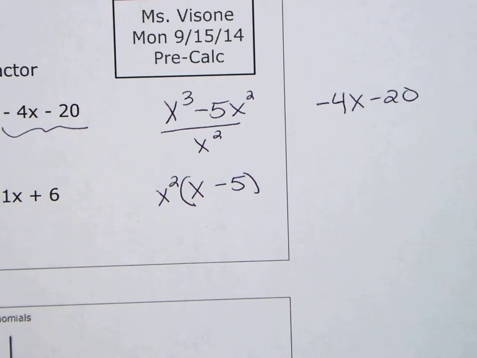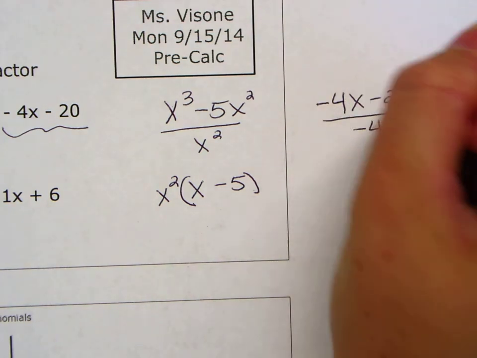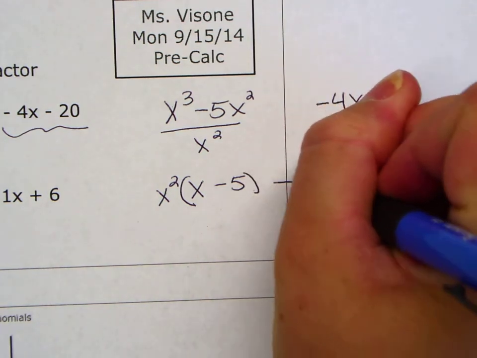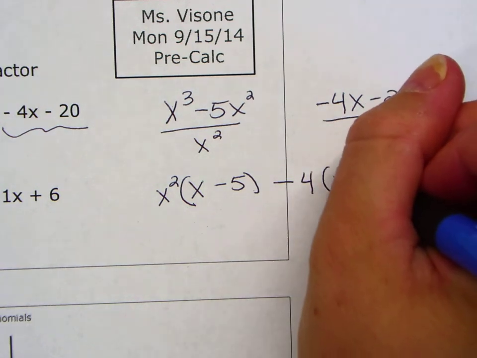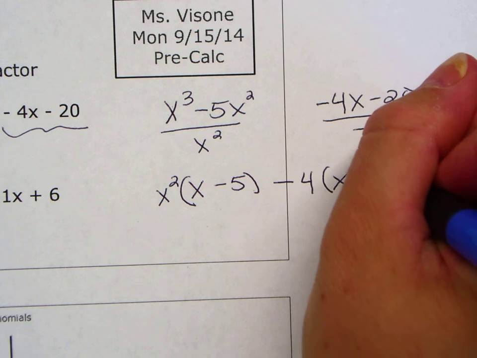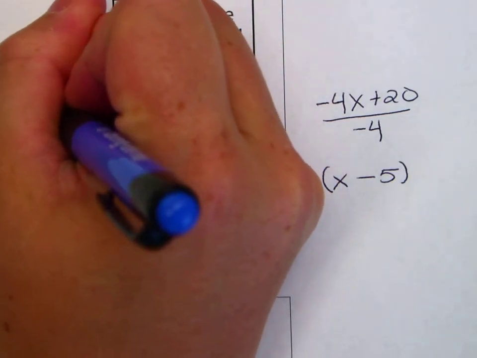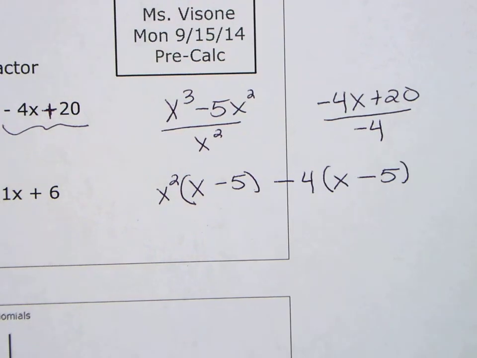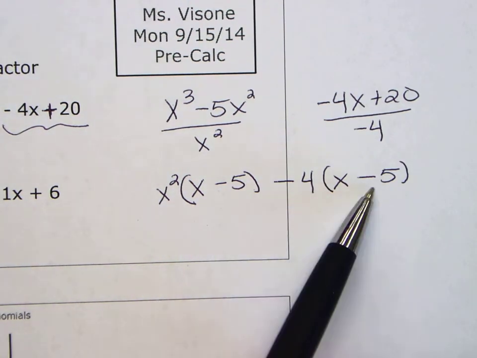What's the GCF of those? Negative 4. Divide by negative 4, and you get minus 4x plus 5. Okay, let's pretend it's minus. Let's make that plus. Sorry, I messed the problem up. That won't happen when you're seeing it for the first time. You get, and now notice you have x minus 5 twice, right?